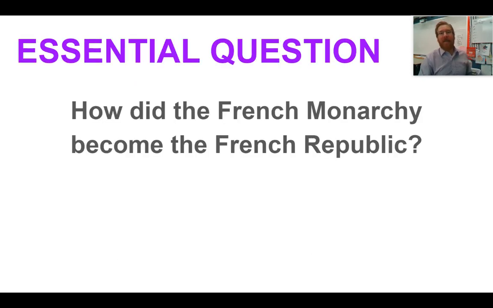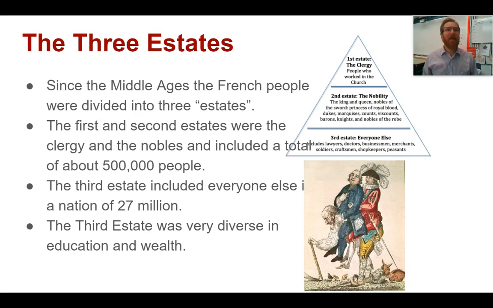Our essential question for today is, how did the French monarchy become the French Republic? It's a long story, so bear with me. First, we need to understand an aspect of French culture and French society that existed in the late Middle Ages, and that was the division of French society into the three estates.